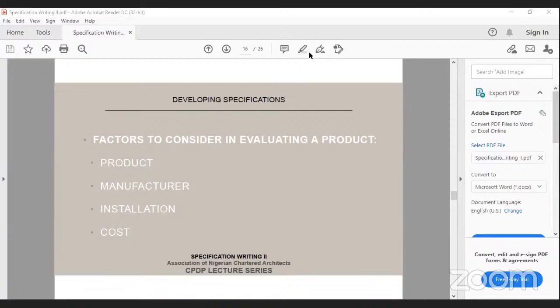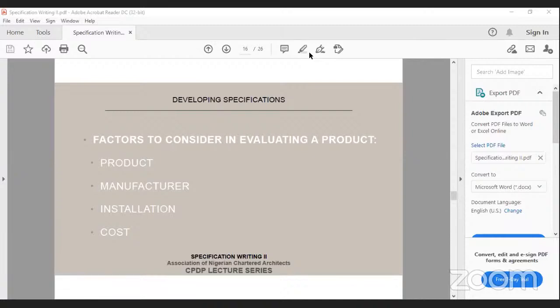So now, the last one is costs, which I just mentioned. If the material is cheap, it doesn't mean installation is cheap. Give an example: terrazzo tiles or terrazzo flooring.